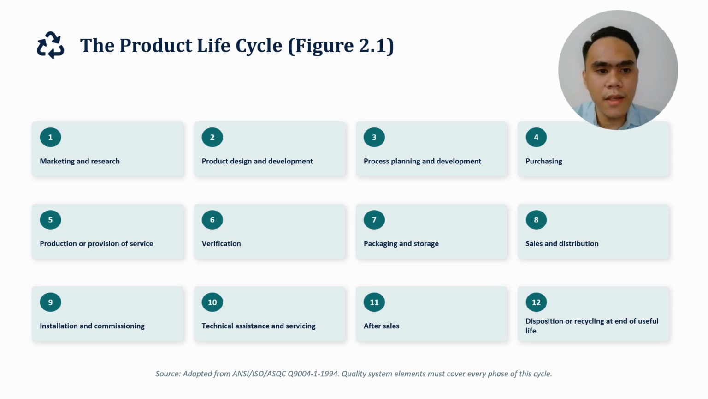Quality related activities start with identifying the customer needs and extend throughout the entire life cycle of the product. This is depicted in figure 2.1 from the handbook, adopted from ANSI, ISO and ASQC Q0994 1994. Here are the 12 sequential stages. This is the full cycle in order.